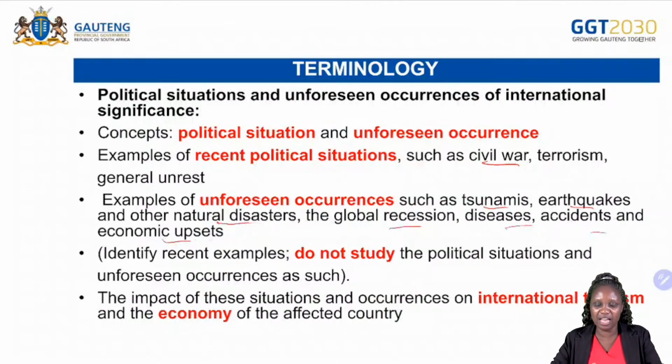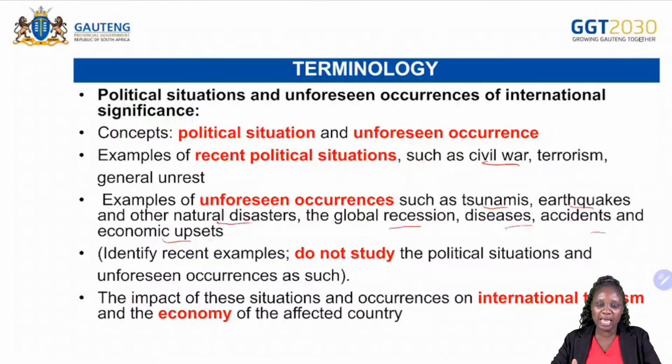And then we also have diseases. We have experienced a lot of these things. For example, if we talk of cholera, what is happening now in Zambia? They are experiencing a cholera outbreak. We had COVID-19 as well. It affected the whole globe. Then accidents happen almost each and every day of our lives. We don't plan for accidents. We try to control, but they happen.